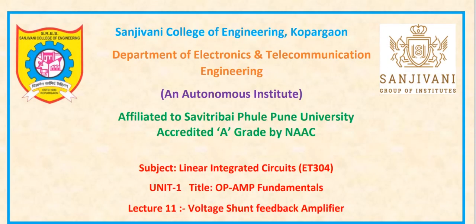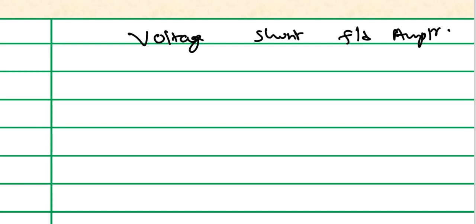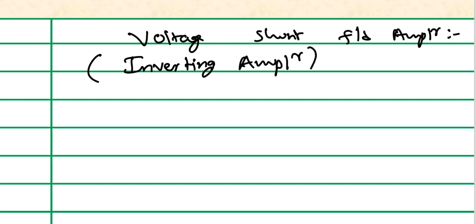Welcome all. So now we will see voltage shunt feedback amplifier. So next point is voltage shunt feedback amplifier. So we are using inverting amplifier for voltage shunt feedback amplifier. So inverting amplifier is nothing but uses a voltage shunt feedback amplifier.